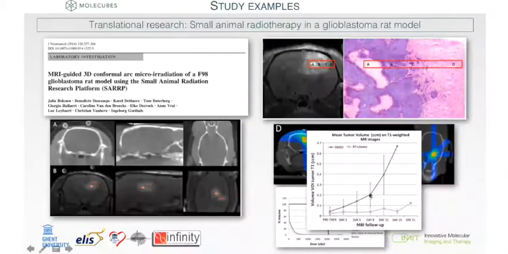Now, if you give no treatment, you see that the tumor really grows exponentially. If you give radiotherapy, you can see that you can stabilize tumor growth, but then after a while, the tumor explodes again, which is also what you see, in fact, in the human situation.